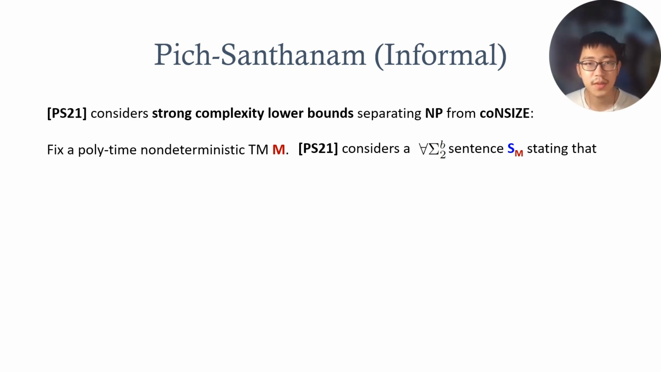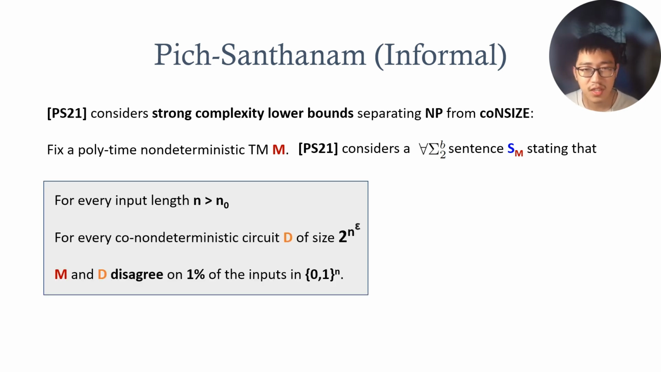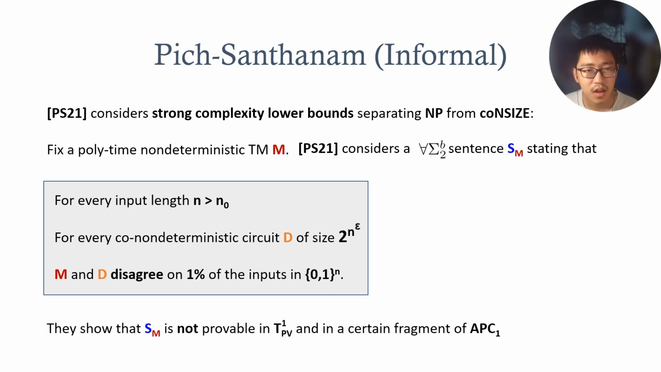Let's take a closer look at Pich and Santhanam's result on unprovability in T1PV and APC1. They considered a strong complexity lower bound that separates NP from co-NSIZE, which is co-non-deterministic circuit. Let's fix the polynomial time non-deterministic Turing machine M and consider the following for all sigma B2 sentence SM, stating that for every sufficiently large input length n, for every co-non-deterministic circuit D of size 2 to the n to the epsilon, the machine M must disagree with D on at least 1% of the input strings of length n. They show that this sentence SM is not provable in T1PV and in a certain fragment of APC1.